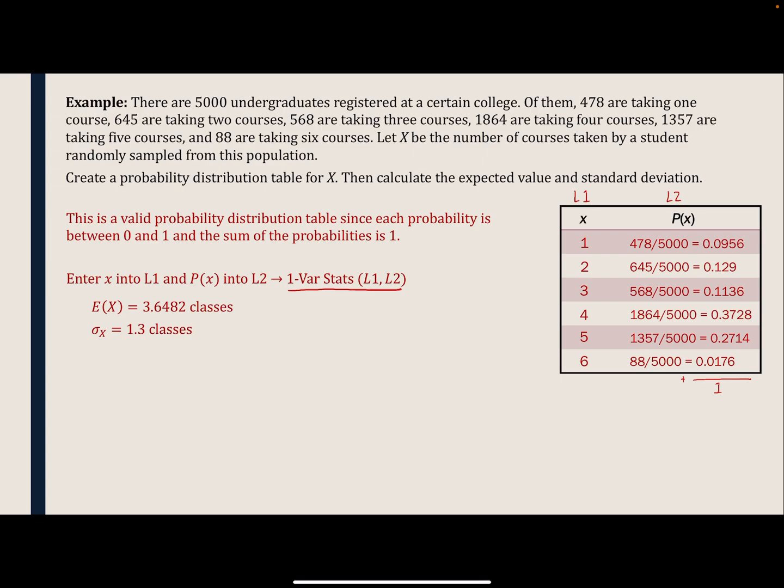And we'll get an expected value of 3.6482 classes with a standard deviation of 1.3 classes. That's a pretty small standard deviation. Basically, we have an average of about 3.6 classes.